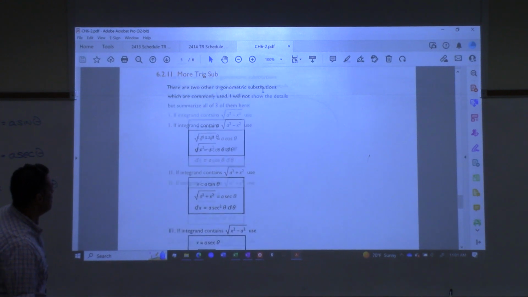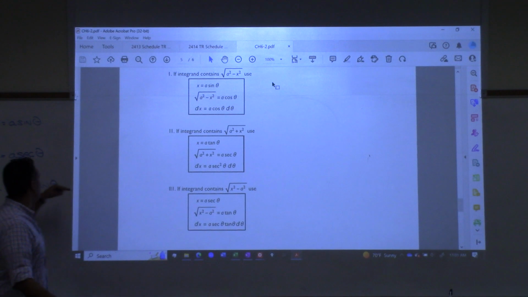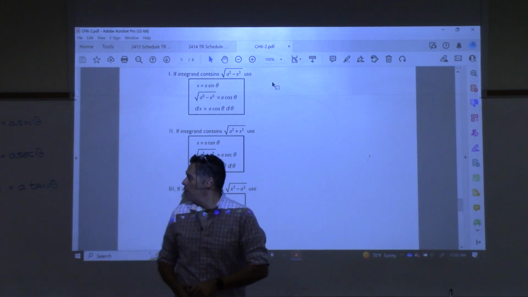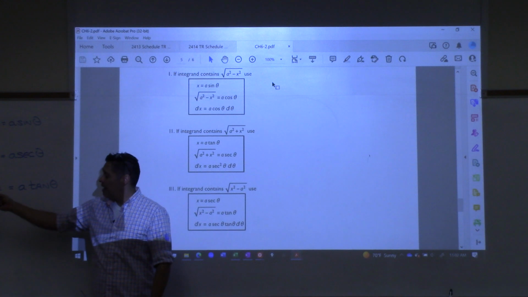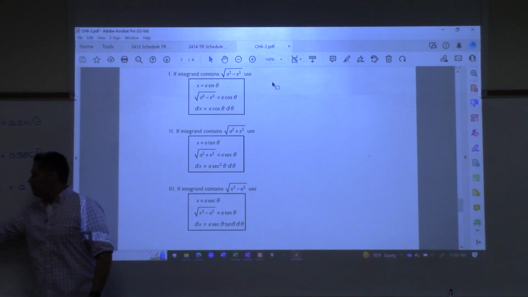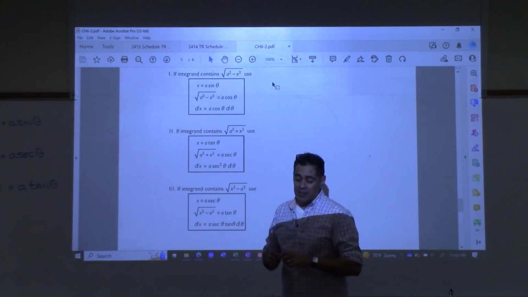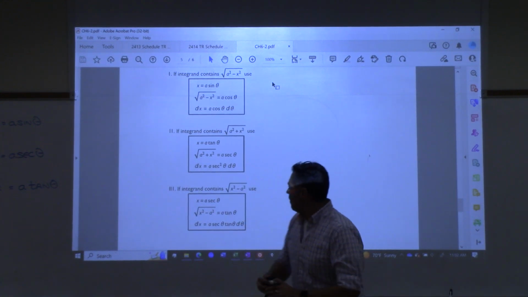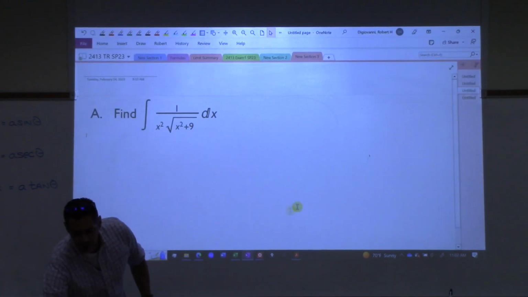other two situations we can run into, and I actually listed them backwards here from the way they are there. But if we ever see the square root of x squared minus a squared, we will make the trig sub of a secant theta. And if we ever see x squared plus a squared, or you can flip these around, a squared plus x squared, then we'll make the trig sub x is a tan theta. So I think the best way to see this play out is to do examples, all right?